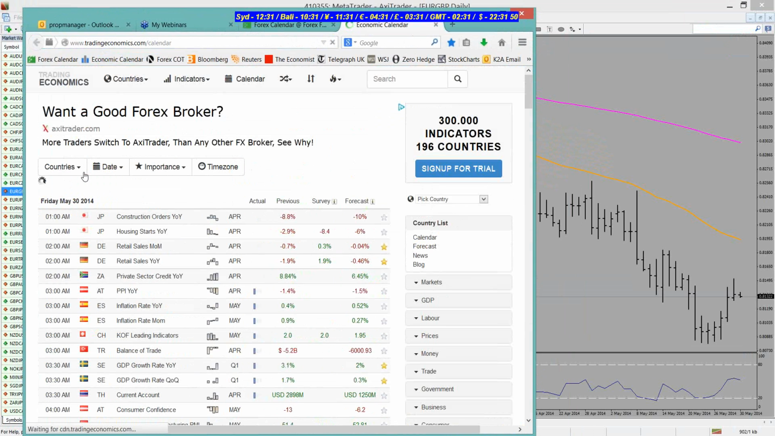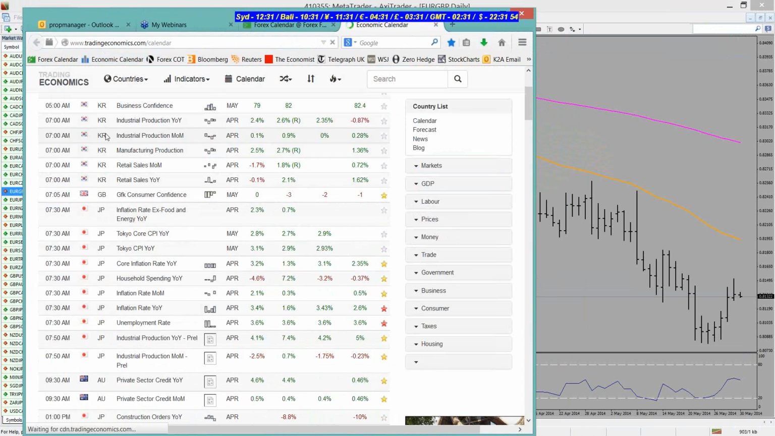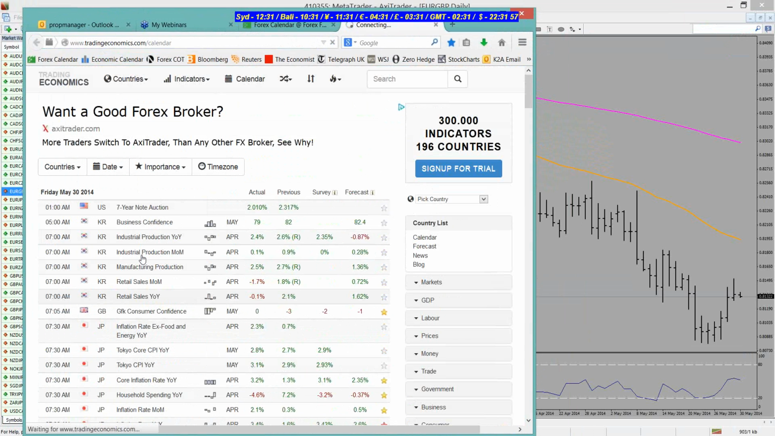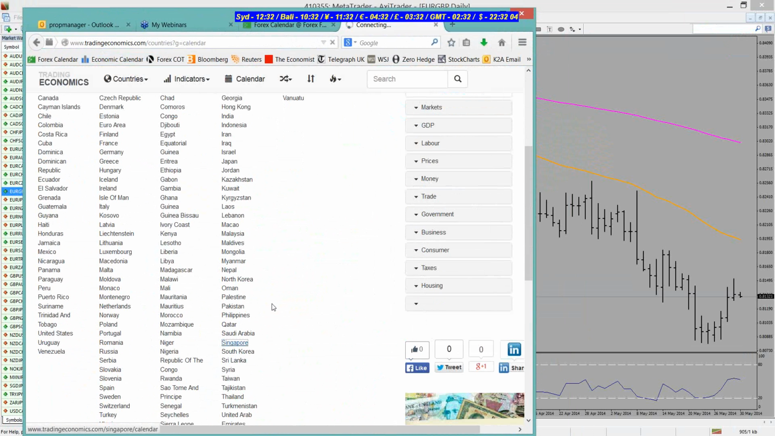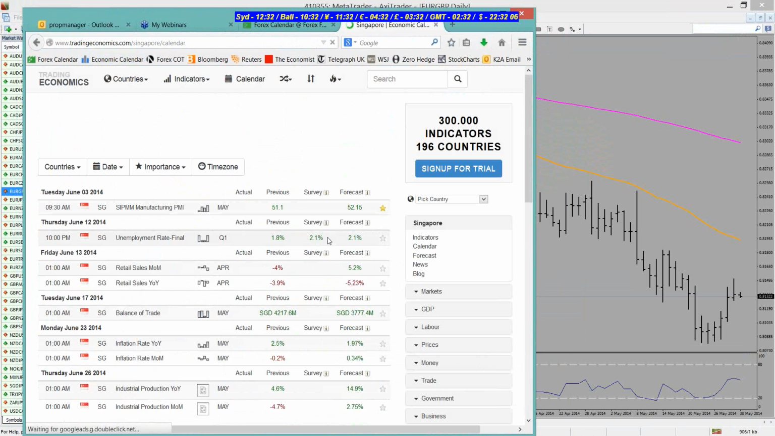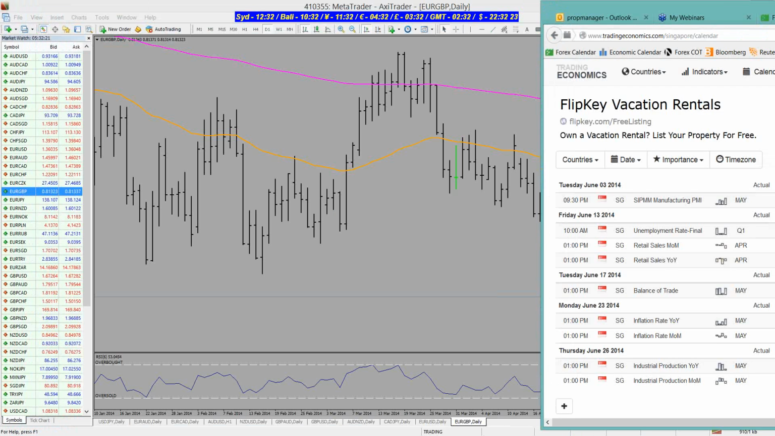But if you come in here and bring up Singapore and have a look at how they're performing, you might get a bit of a feel of what they're on about. I don't really follow the Singapore currency or their economy. I've got enough on my plate with all the other economies that I do follow.